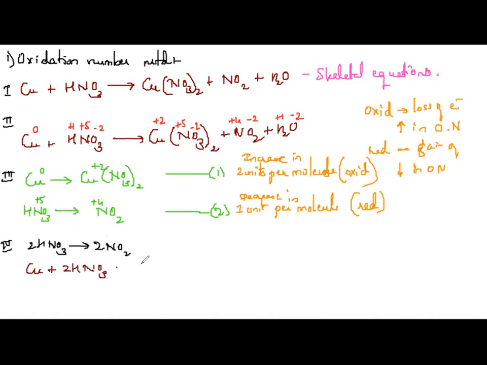2HNO3 gives Cu(NO3)2 plus 2NO2 plus H2O. So hydrogen and oxygen should be balanced. Okay. So balancing nitrate ions, hydrogen and oxygen, the following equation will be obtained. Last step: you balance nitrate ions.